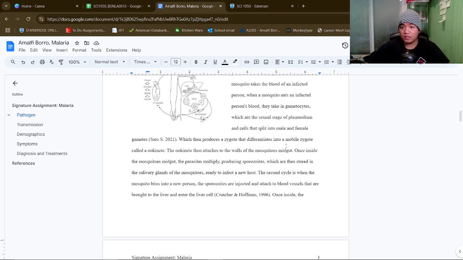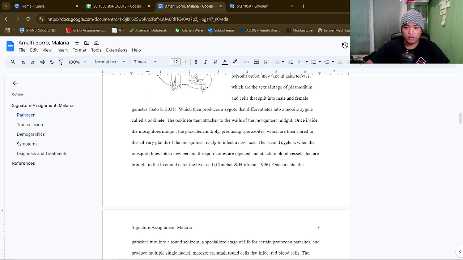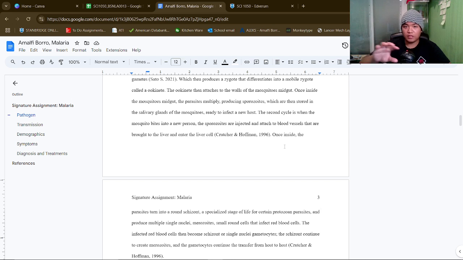blood. It does this through the sporozoites traveling from the blood to the liver, where they'll reproduce and change into round schizonts, which is kind of like the midway between sporozoites and merozoites. It's a stage of life for the parasites, but it's also the time where they produce multiple merozoites. Merozoites are basically single-celled, single-nucleus cells that infect red blood cells, causing them to either create more merozoites or destroy the red blood cells.